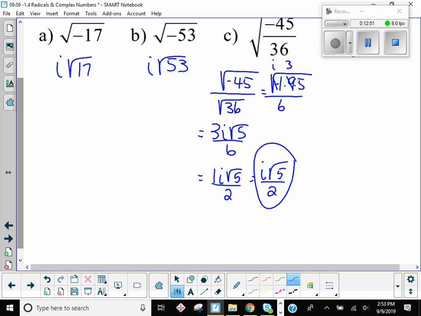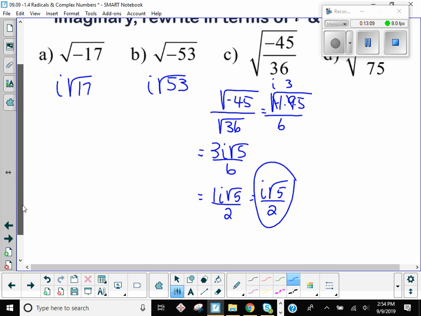And you can write the i on the right side of your radical. I generally don't because it can be confusing sometimes if it's under the radical or not. So I just put it out front. But either way is correct. And then try the next fraction, please.